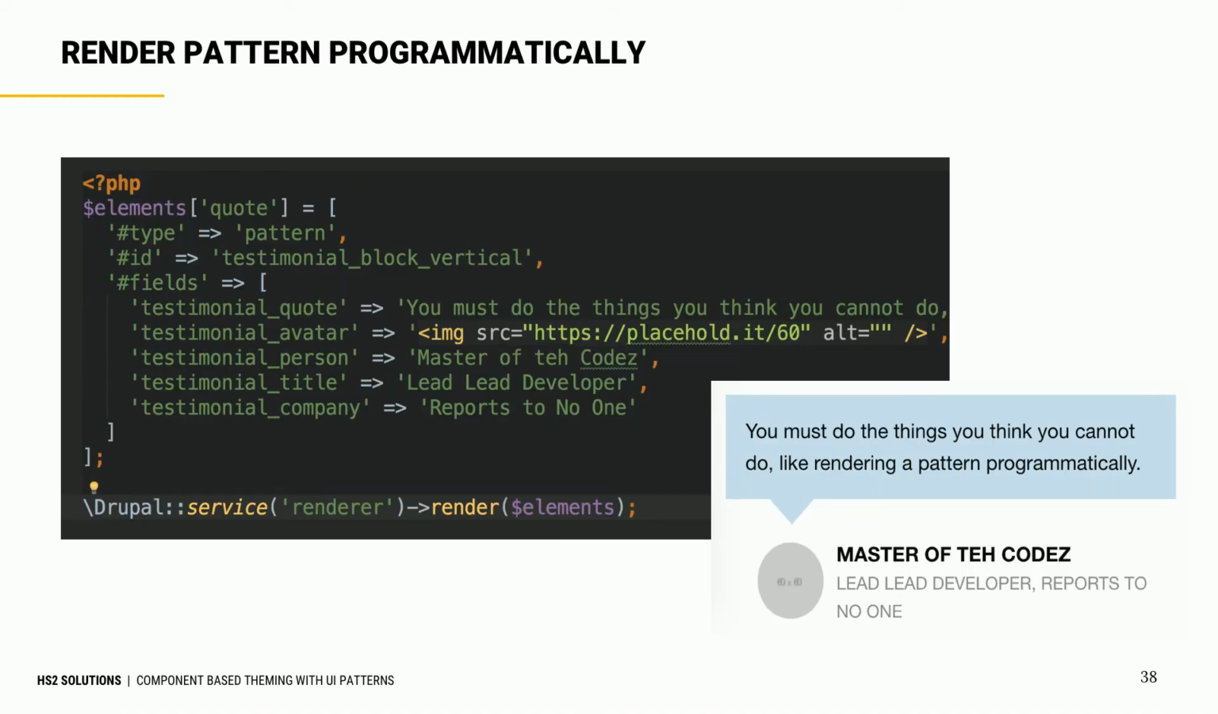And then you can also render your patterns programmatically. So we create a quote element here, say that the type is pattern, specify the ID of the pattern, and then we have an array of all of the fields and the data that we pass through there. And then when we render the element, we get our testimonial, like we would expect.